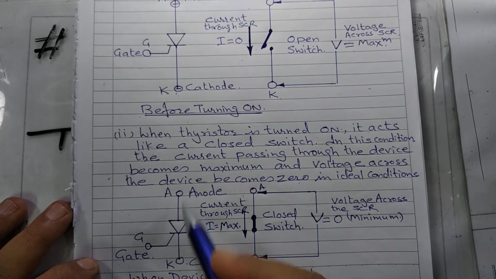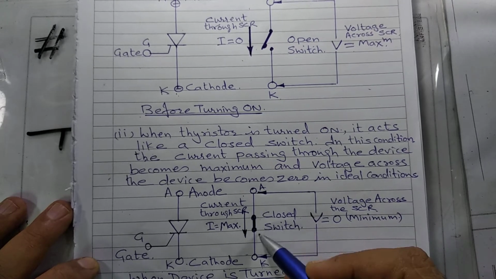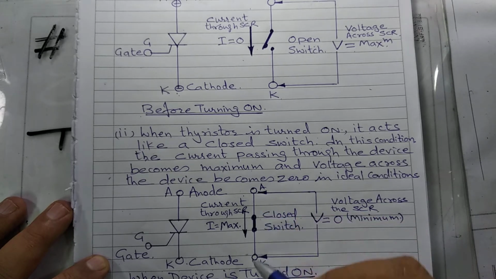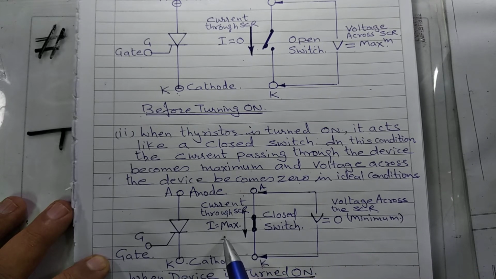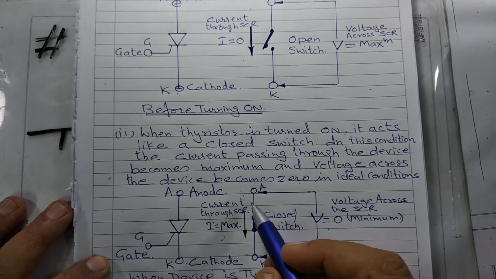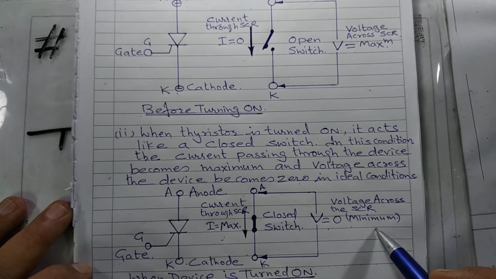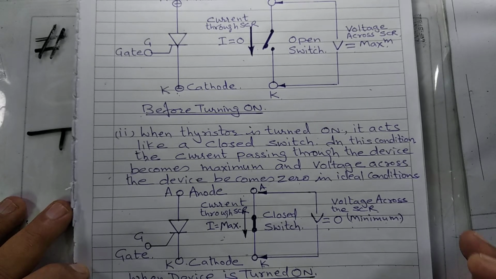Now, this is an SCR. The same SCR, when it is turned on, it behaves like a closed switch. So all the current, the maximum current passes through the device. So current through the SCR is maximum. And while the current becomes maximum, voltage becomes 0. So the voltage across the device becomes 0 or minimum. This is the ideal case condition when device is turned on.